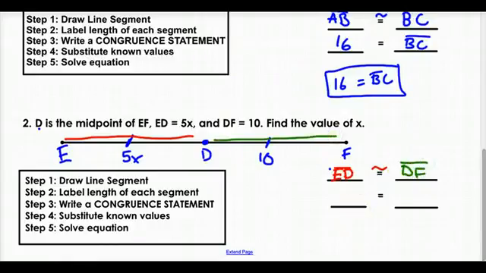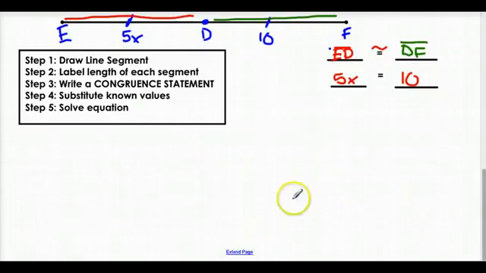To solve this, now we're just going to put in the known values. So we know that ED is equal to 5x, and we know DF is equal to 10. And now we have an equation. Now if you could solve this, go ahead, solve it yourself. But if you don't know how to, come watch as I solve for x.